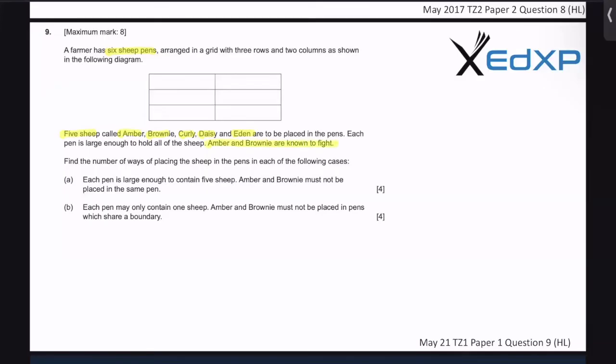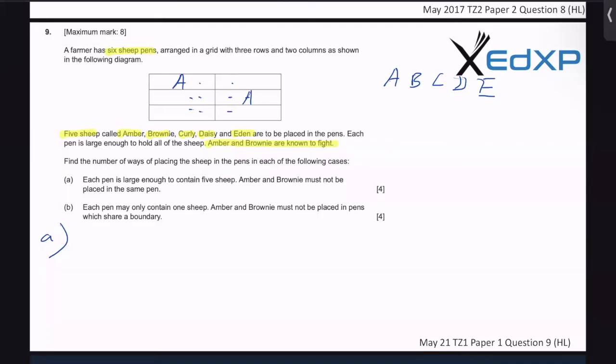That's quite interesting. So for part A, find the number of ways of placing the sheep if each pen is large enough to contain 5 sheep. So one pen can have all 5 sheep, but Amber and Brownie must not be placed in the same pen. How do I approach this question? We have 5 sheep, 6 pens. If Amber and Brownie cannot be in the same pen, then if A goes here, B only has 5 options. If A goes here, same, B only has 5 options.